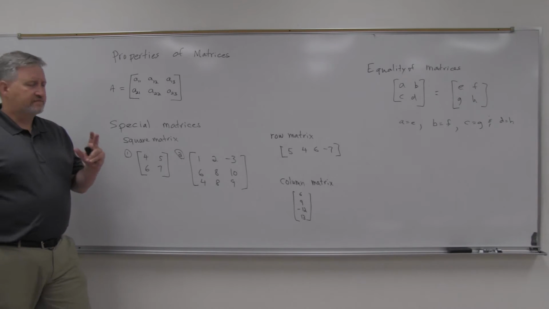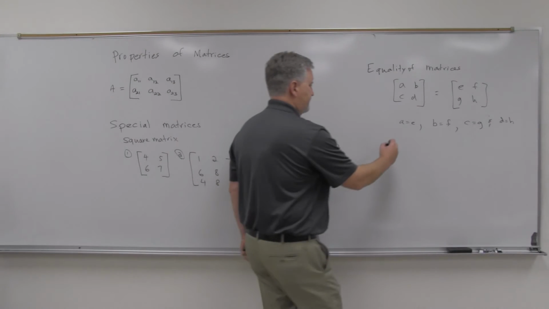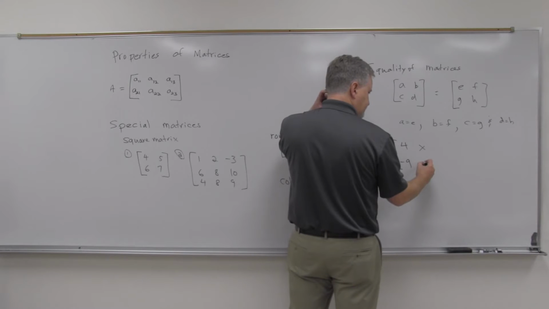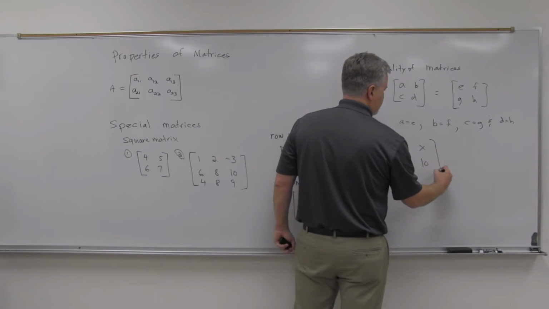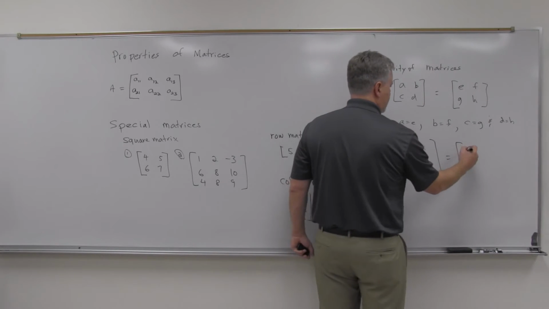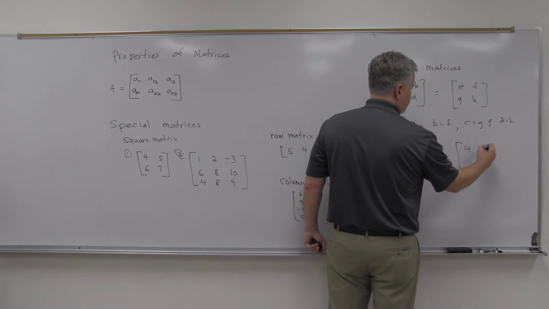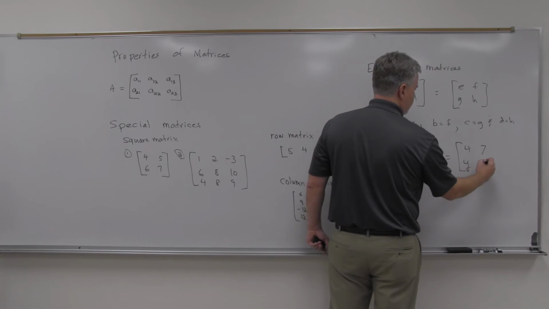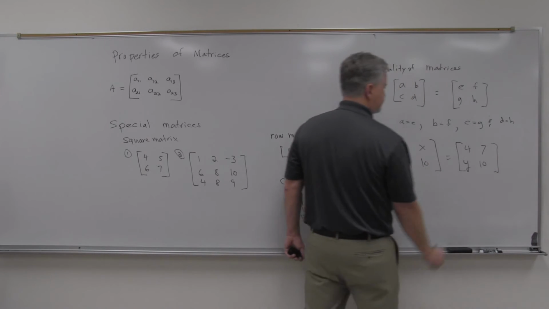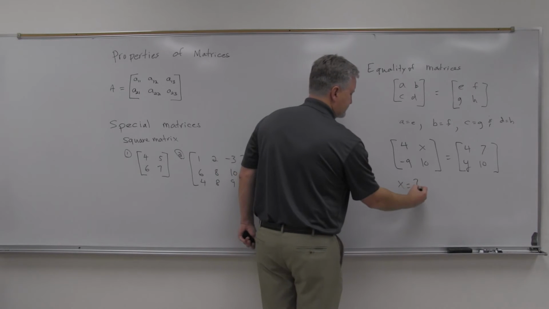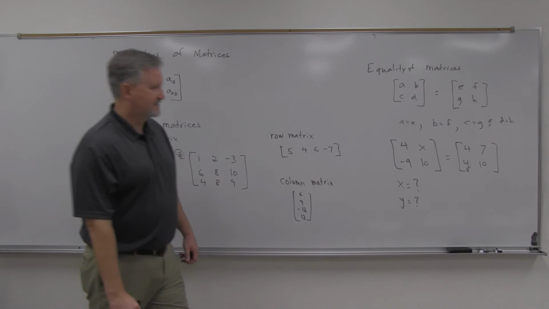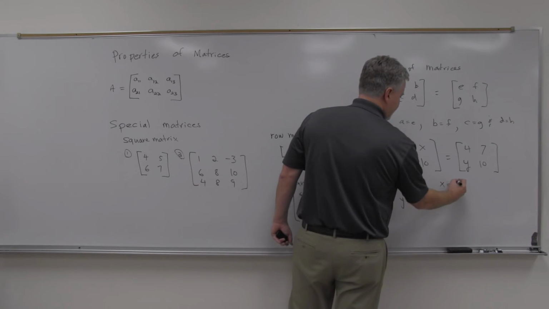The problems that sometimes they'll do is, let's say you have 4x and then -9, 10, and let's say that equals 4, 7, and then y, 10. What does x equal and what does y equal? Well, x is 7 and y is -9.